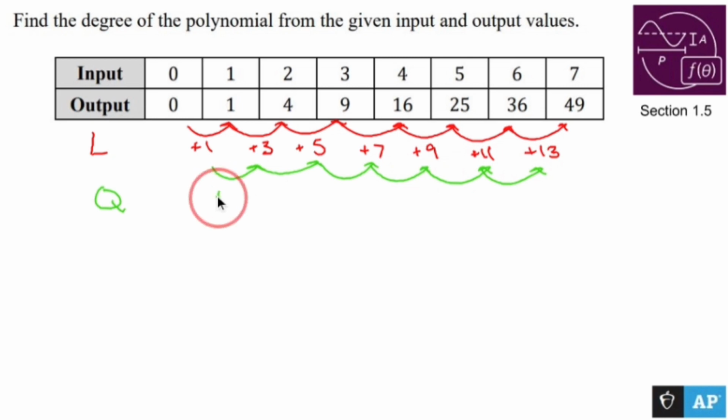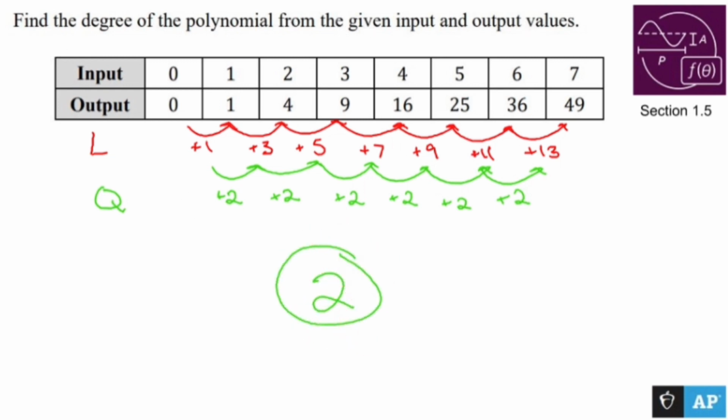And if that's the case, like it looks like it is, 1 to 3 is 2, and 3 to 5 is 2, and 5 to 7, and 7 to 9, and 9 to 11, never forget, and 11 to 13, they're all 2. So since the rate of change of the rate of change is the same, it is quadratic. So find the degree of the polynomial. The degree is 2 because it's a quadratic.